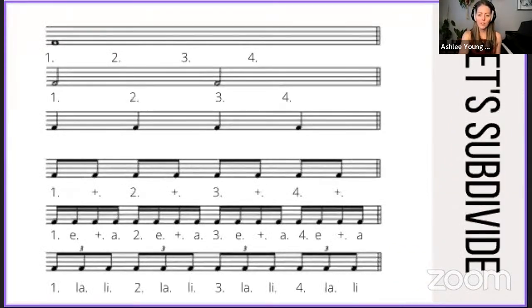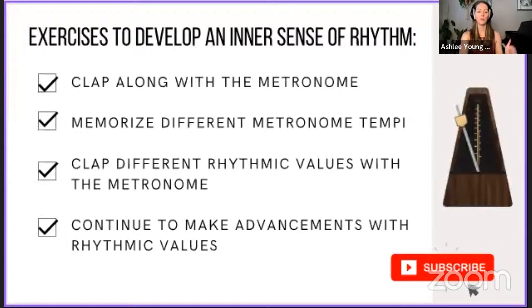Oh, sorry. Wait, I had one other thing on here. Oh yeah, and so then we're going to continue to make advancements with those rhythmic values. So as you get more and more comfortable doing quarter notes and eighth notes, you could introduce triplets or 16th notes, and then you can go back and forth to different combinations of all of the above. You could do dotted notes. I mean, this exercise is pretty endless with what you could do with it, depending on your level.